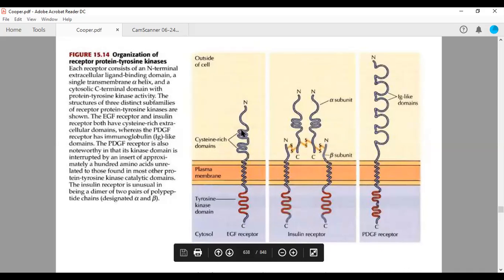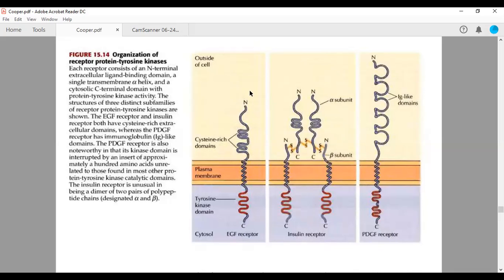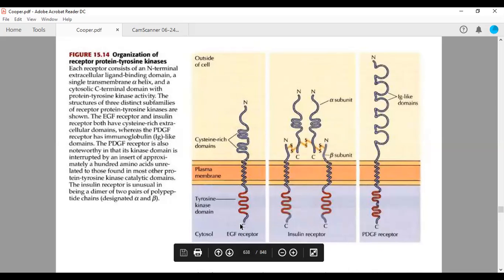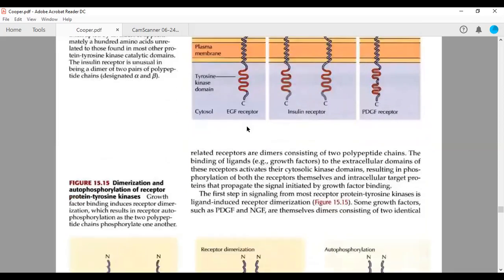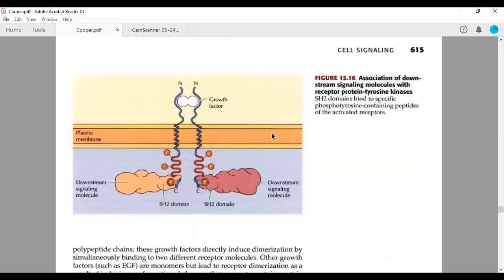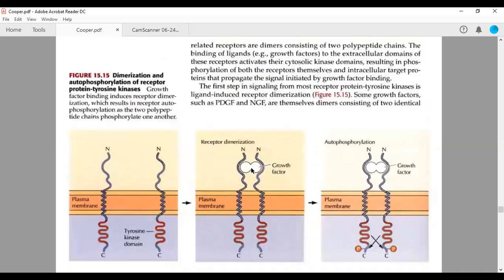Here you will see there is only a single polypeptide chain which has an N terminus on the outside of the cell, and there is an alpha helix containing hydrophobic amino acids, and there is a C terminus which is in the cytosol of that particular cell. So this is a single polypeptide, but when a ligand binds to this N-terminal domain, receptor dimerization will result. For example, epidermal growth factor binding to the receptor will lead to receptor dimerization.